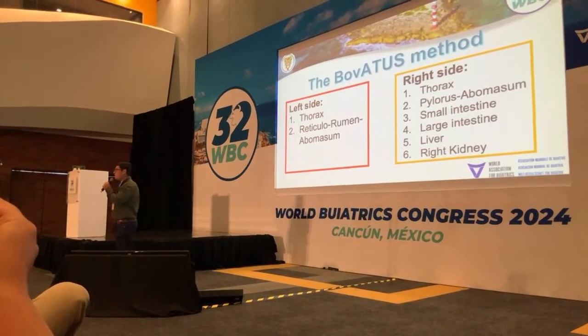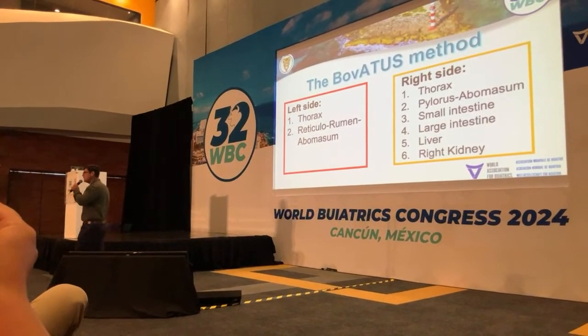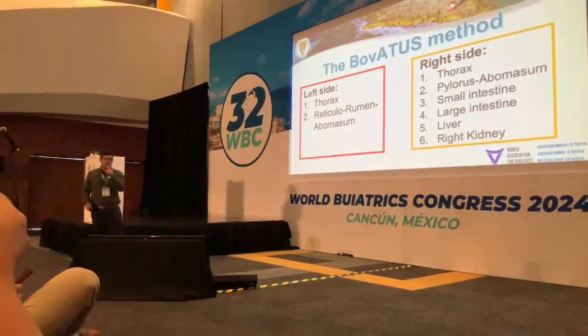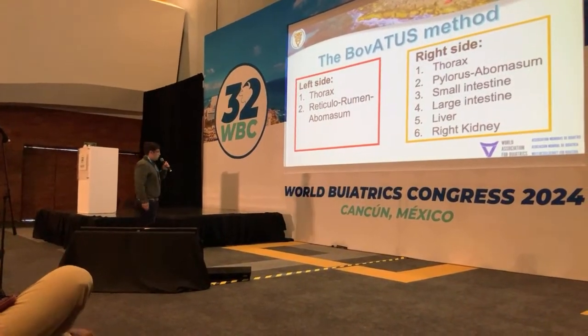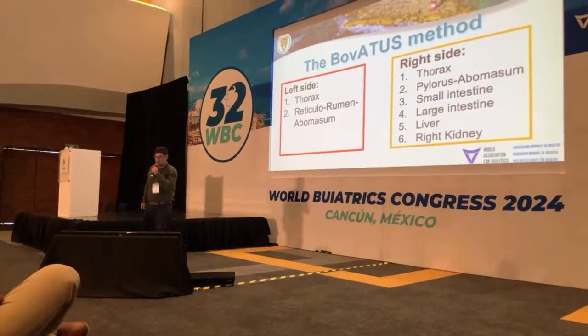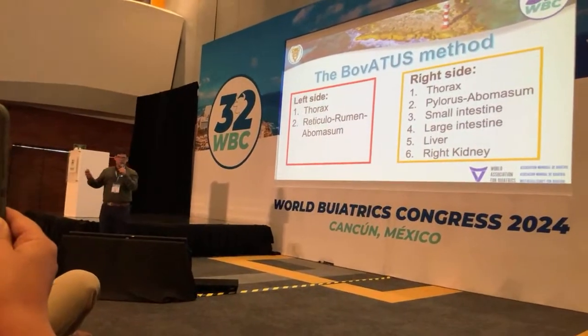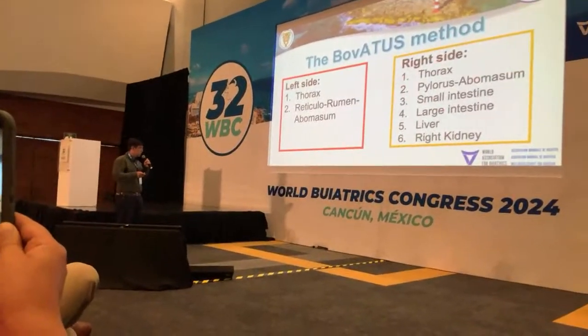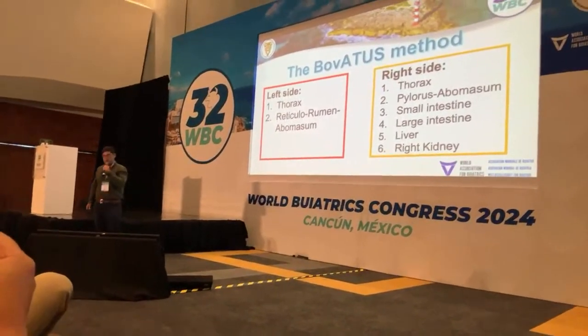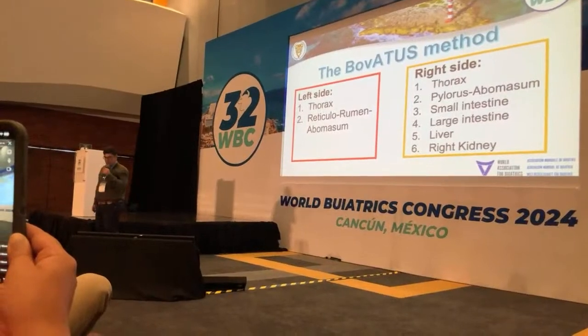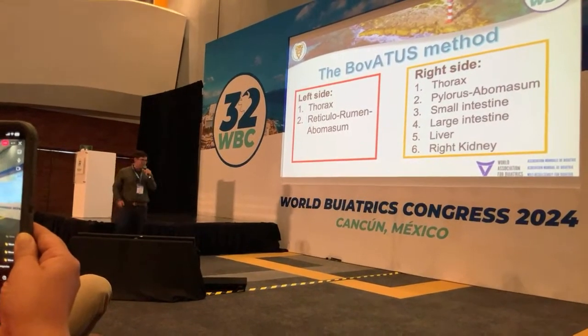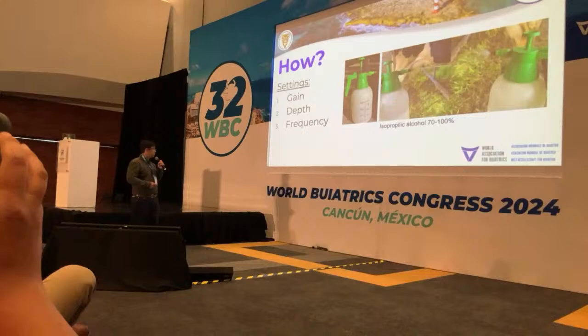Because pneumonia is the most prevalent disease in my private practice in adult dairy cows. So the order is thorax, reticulum, rumen, abomasum region. And on the right side, we spend more time to take more details. Again, the thorax, the pylorus and abomasum region, the small and large intestine, the liver, and finally the right kidney.